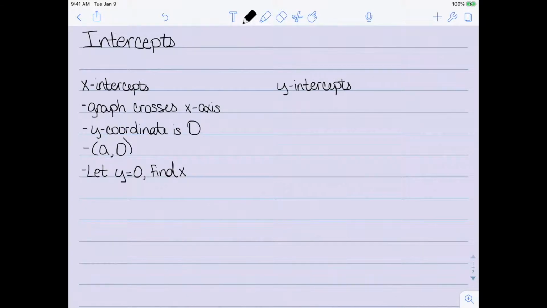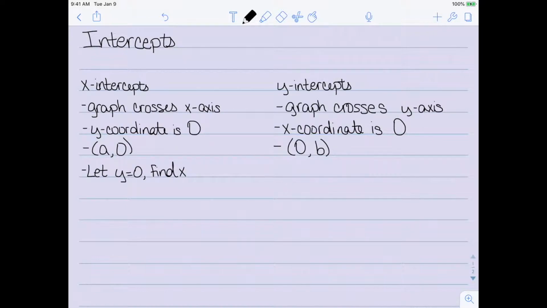And y-intercepts are going to be very, very similar to this. This time we're looking for where the graph crosses the y-axis. That means this time my x-coordinate is 0. As a result of that, my points are going to be of the form (0, b). So for this one, we let x be equal to 0 and we find the value for y. Let's look at some examples.